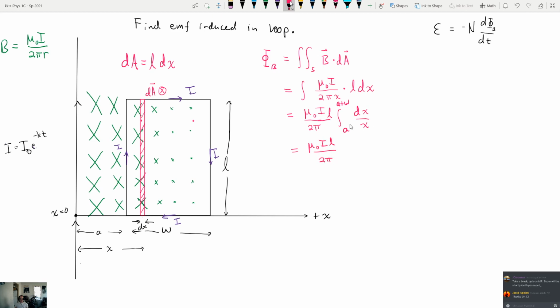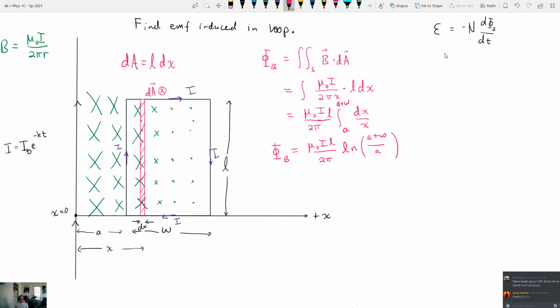And then what's this integral going to give us? The natural log of x. Yep, natural log of x. And then we just plug our limits in, a plus w over a. Right? Kind of skipped a step there, but are you all okay with that? Yeah, that's fine. So that's the flux. So we're kind of halfway done with the problem. Probably done with the hard part, I suppose.